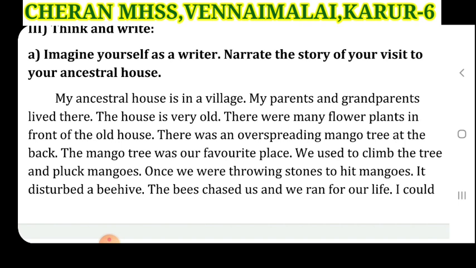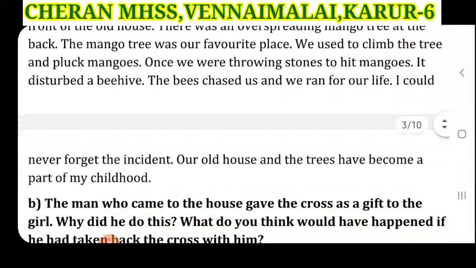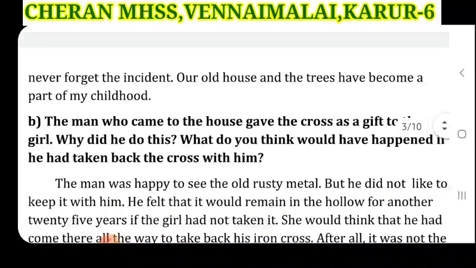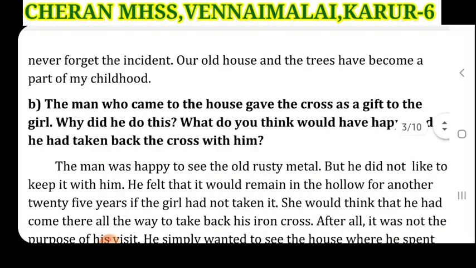There were many flower plants in front of the old house. There was an overspreading mango tree at the back. The mango tree was our favorite place. We used to climb the tree to pluck mangoes. Once we were throwing stones to hit the mangoes. It disturbed a beehive. The bees chased us and we ran for our life. I could never forget the incident. Our old house and the trees have become a part of my childhood.